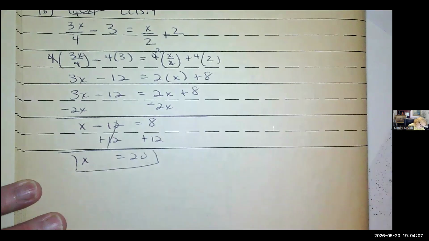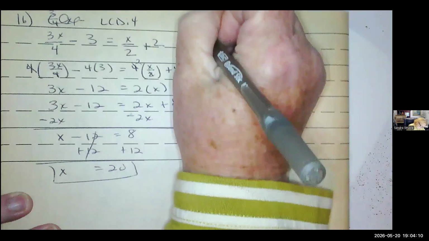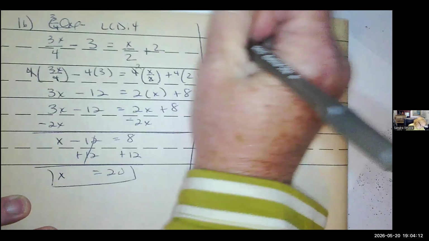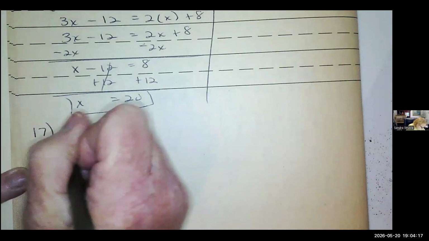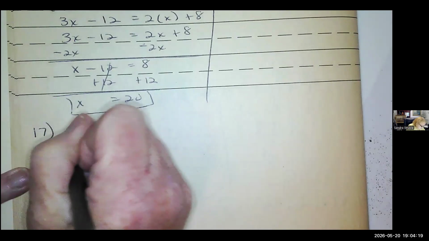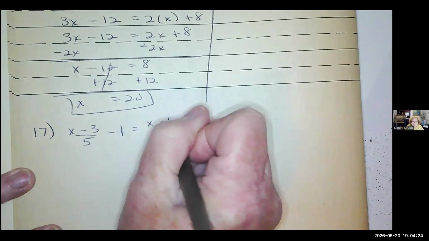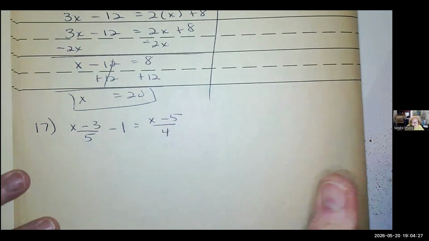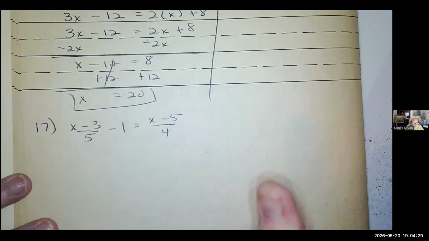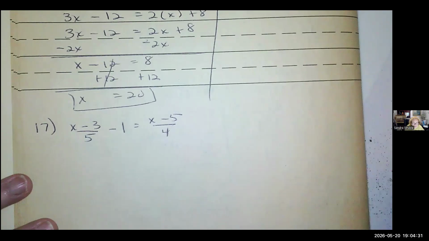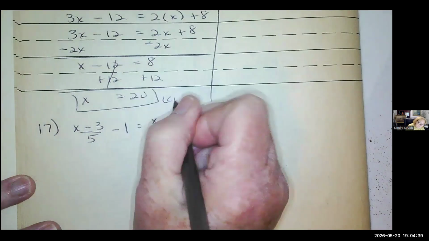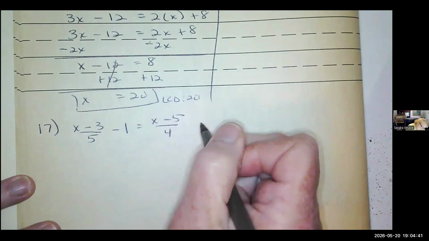17. I'm going to come down here and do that so there's not as many lines. (x minus 3) over 5 minus 1 is equal to (x minus 5) over 4. I'm only looking at the 5 and the 4. And the smallest number that they both multiply into is 20. Because 5s are 5, 10, 15, and 20. Oh, it has to be 20. So our LCD is 20. I'm going to multiply every term by 20, even the non-fractions.